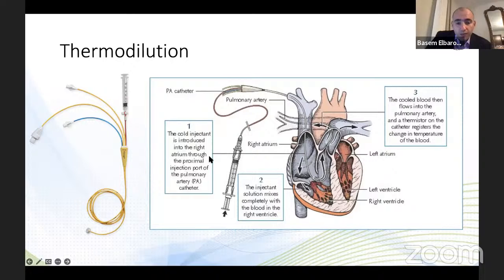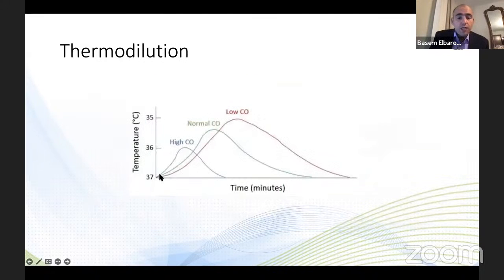So the method to do this, I just take 10 cc of normal saline, which doesn't have to be cold, just room temperature, and inject it. It'll travel over there and mix with blood, and the change in blood temperature will be picked up by the device and plotted on a screen, over time against changes in temperature. A normal cardiac output will look something like this, goes up and then goes down, and then it'll give you a number depending on the area under the curve.